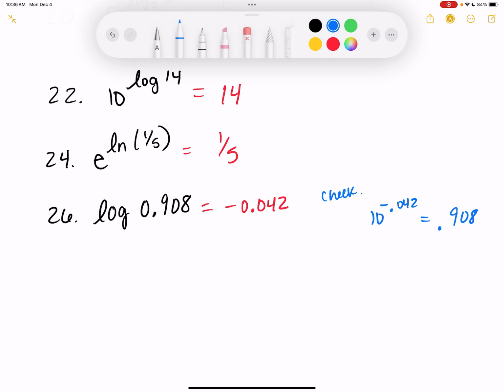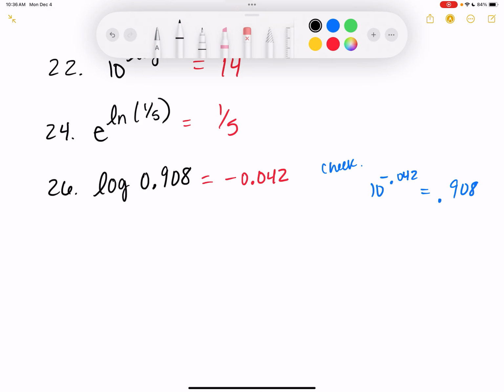Did you get it? Yeah. Okay. I was just fidgeting with the calculator a bit.